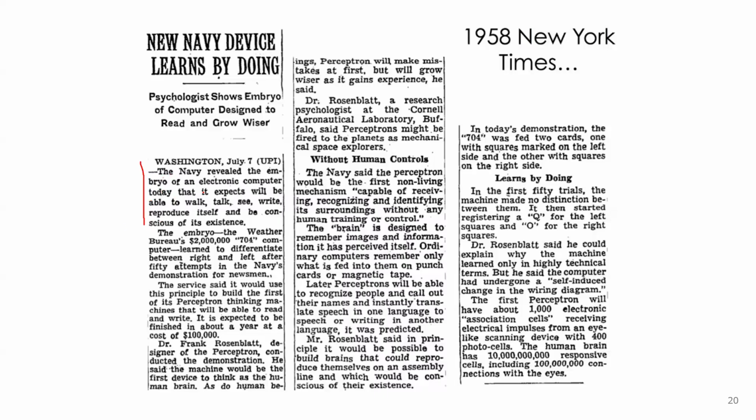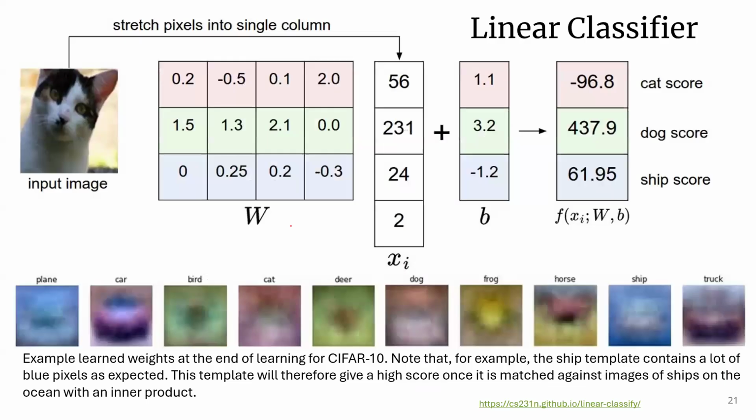"The service said it would use this principle to build the first of its perceptron thinking machines that will be able to read and write. It is expected to be finished in about a year at a cost of $100,000." So now you can see after 1958, about 70 years have passed and billions of dollars have been spent, but now we have reading and writing machines. This was done by a person called Dr. Rosenblatt. Yeah, so this is some history.